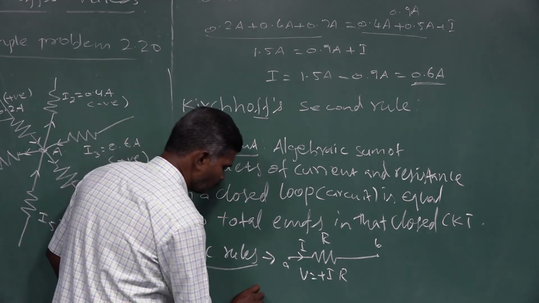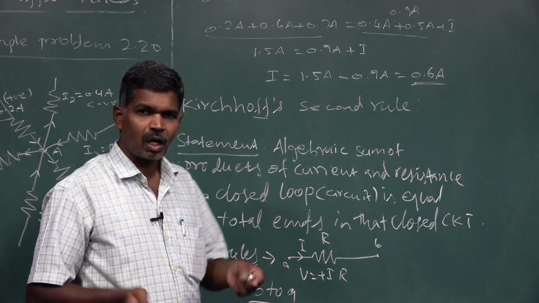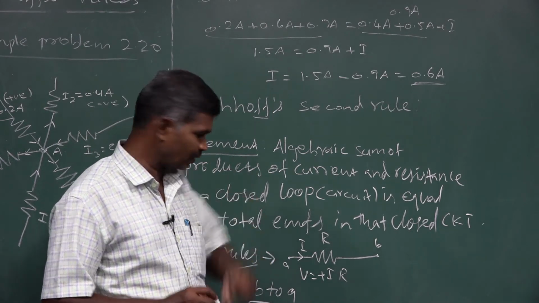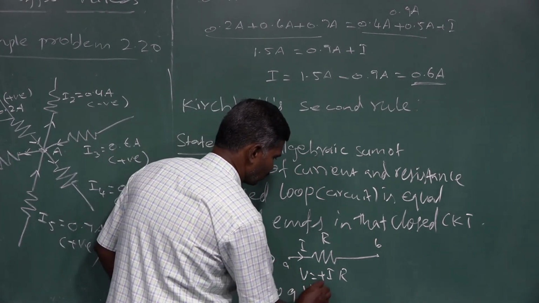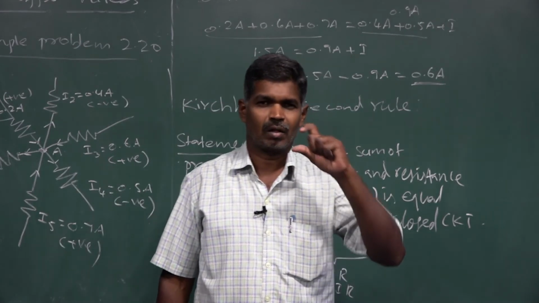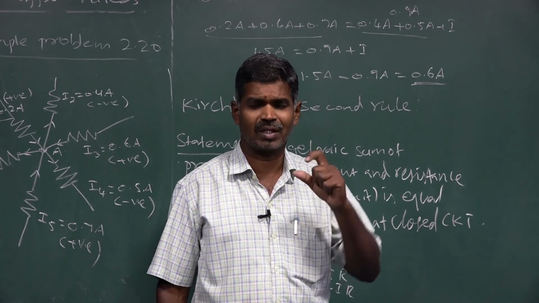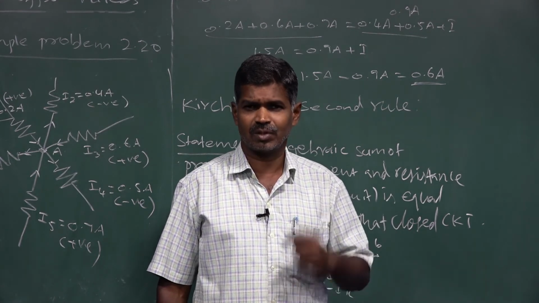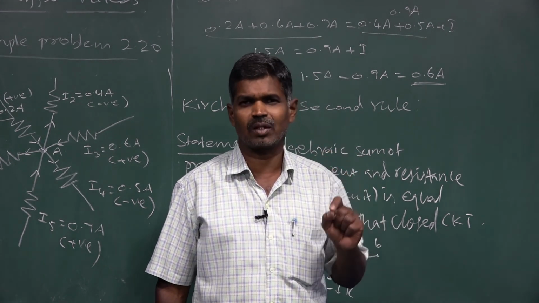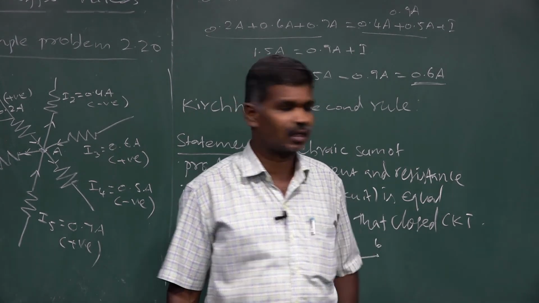Suppose we move from B to A. Our movement is opposite to the direction of the actual current flow. At that time the product value is taken as V is equal to minus IR. Be very careful about when we take the product of current and resistance as positive and when as negative. If we move in the same direction as the actual current flow, it is positive. If we move in the opposite direction, it is negative.